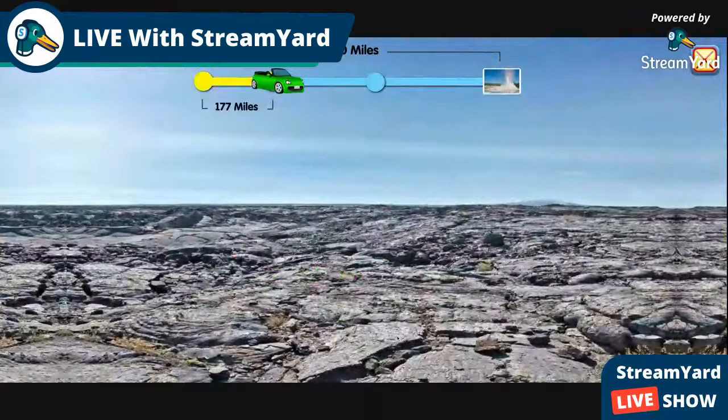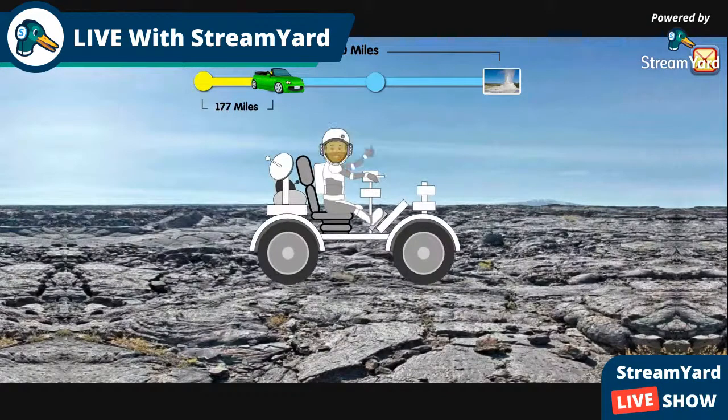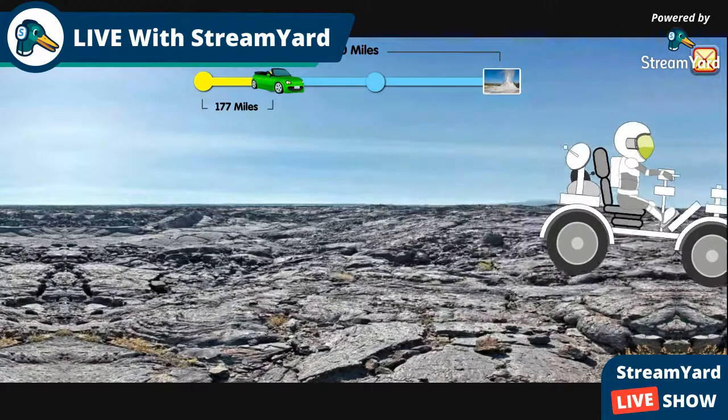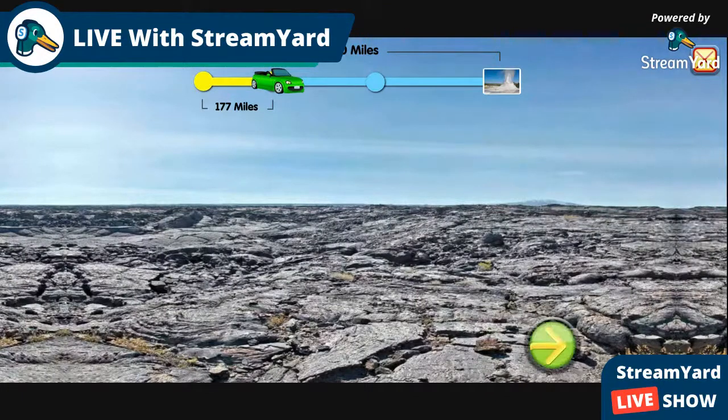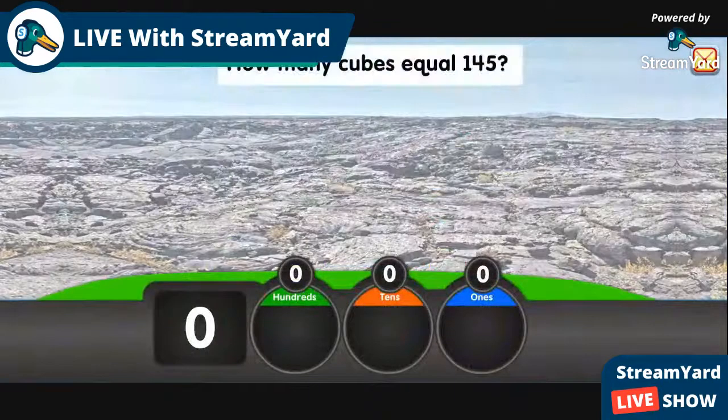Wow! Craters of the Moon. This place sure looks like the moon, but it's right here on Earth. Our next stop is 145 miles away. How many cubes equal 145?